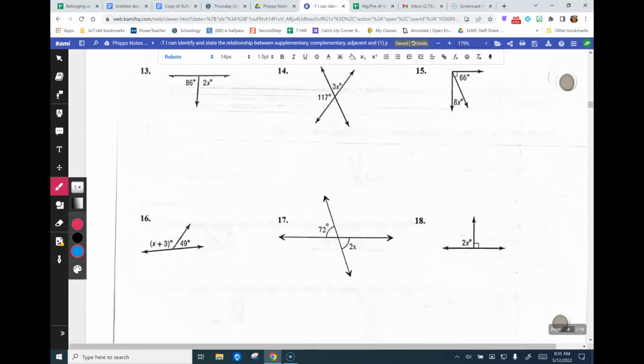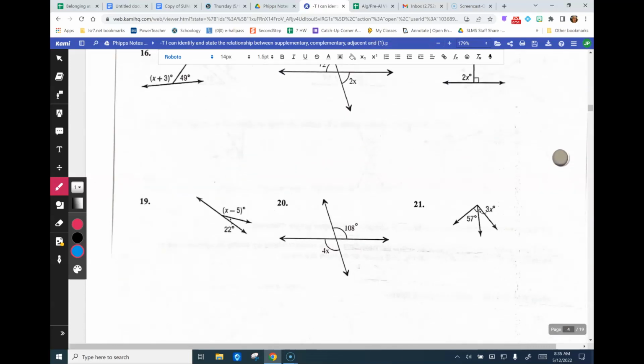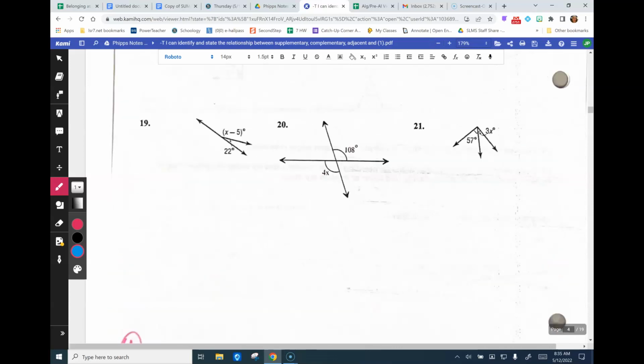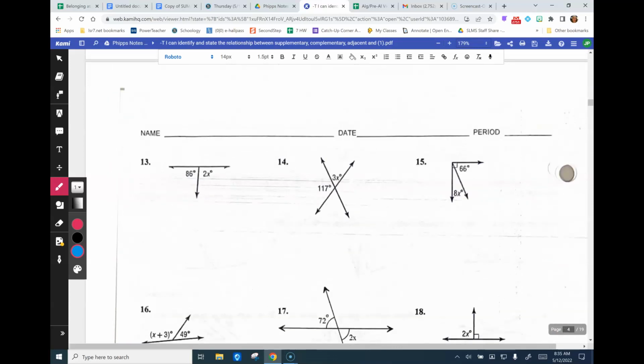Give you lots of different practice. Look for supplementary, look for vertical, look for complementary. Oh, you're good. You're good. You'll be just fine. Okay, great.